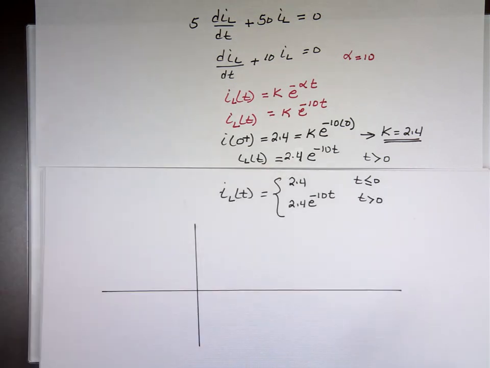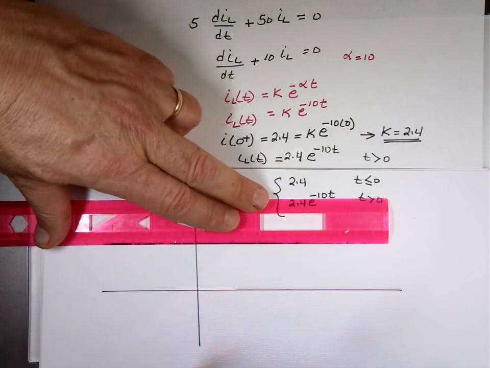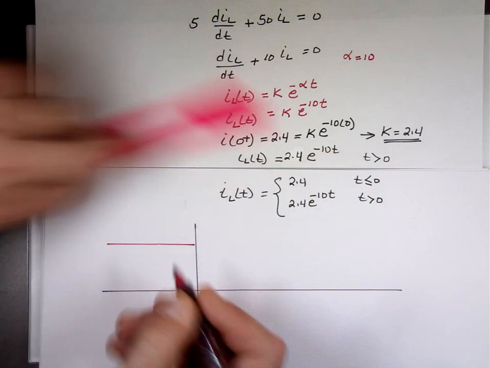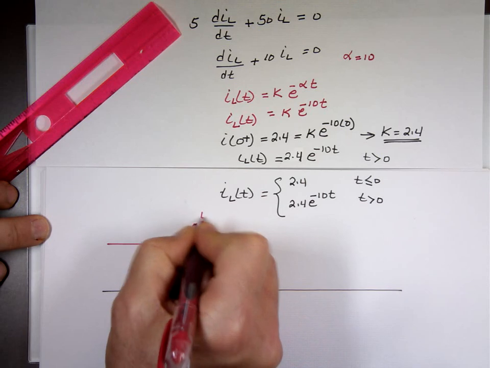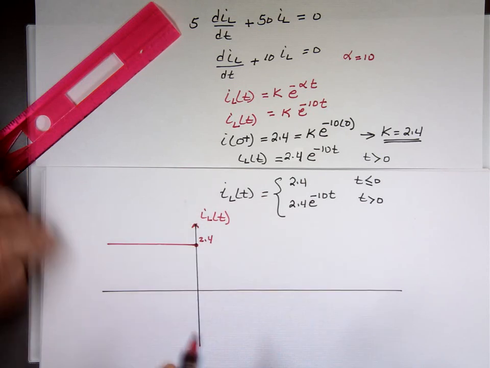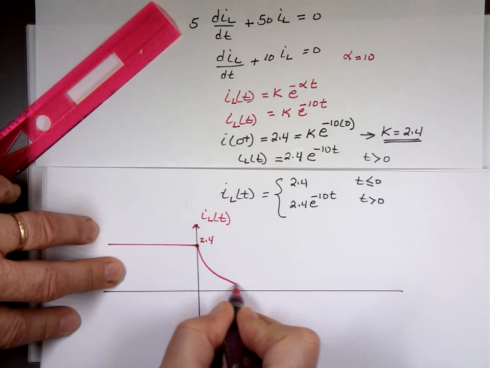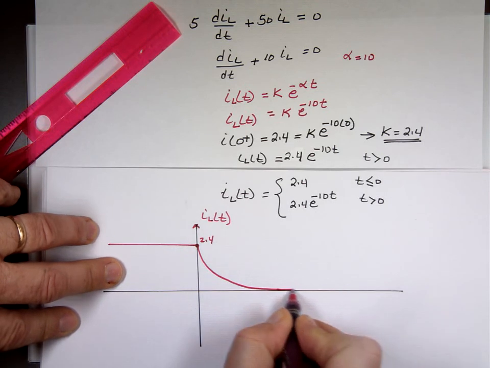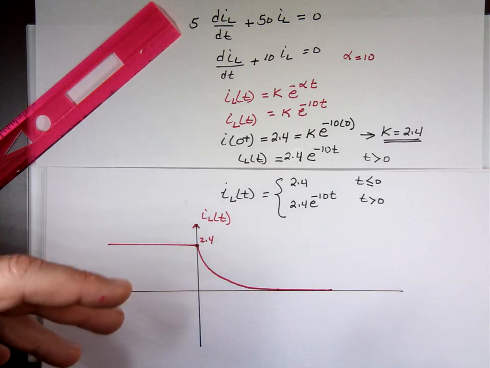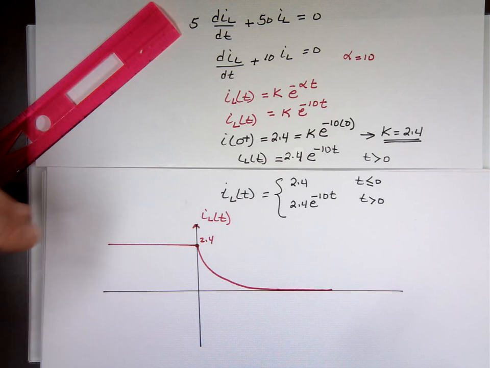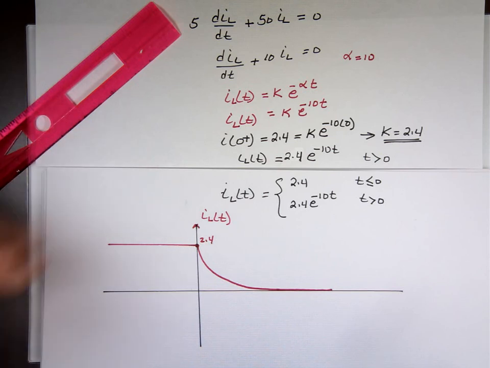So taking advantage of that, when you graph what your current looks like, it's going to look like this. It's 2.4. That's the current through the inductor. And what happens after that? It decreases like this, and it levels off. Now technically, mathematically, this will never be 0. But let's say we go to 0.01. How long would it take that current?